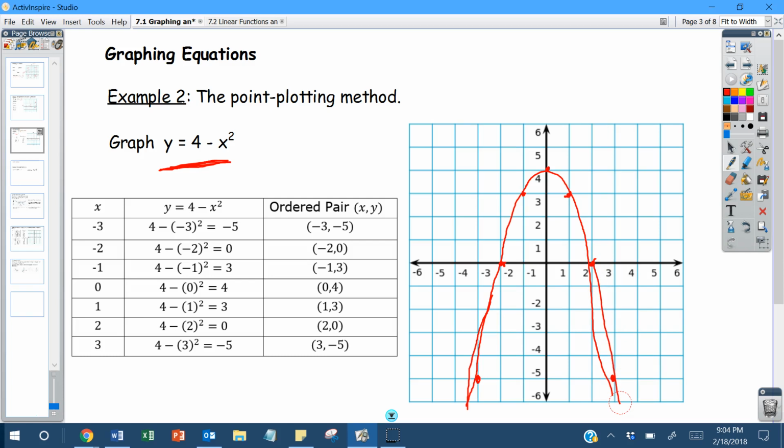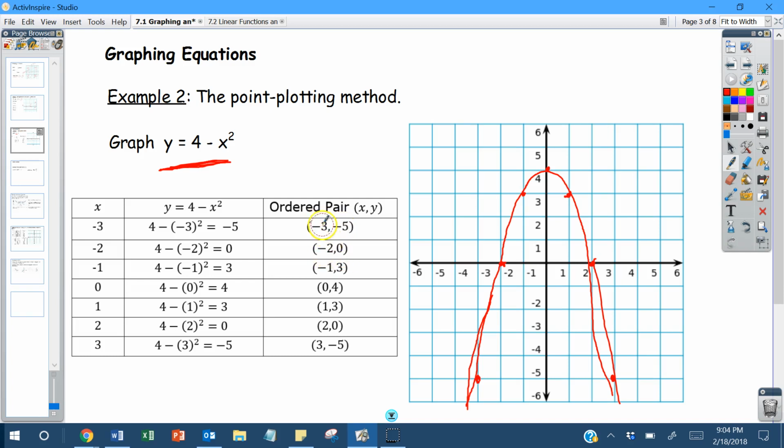But anyway, that's what we call the point plotting method. So again, the way we did it was we picked out some points, and usually 0 is a good one. Usually, this is probably just a good set of points to use, but you could pick out any x's. You plug each x into the equation and see what y is equal to. And that gives you your x, y, x, y.